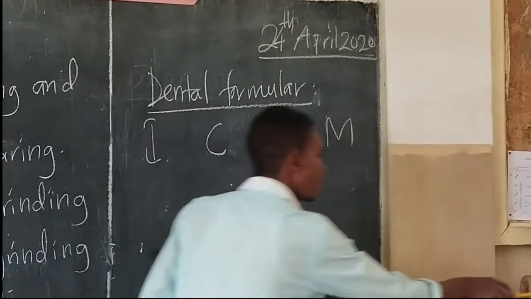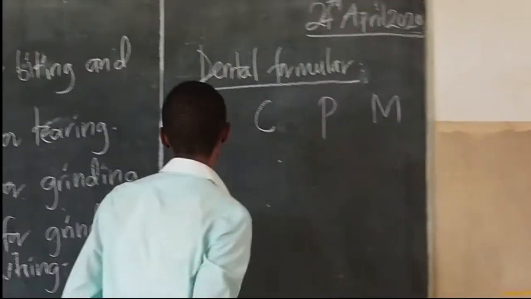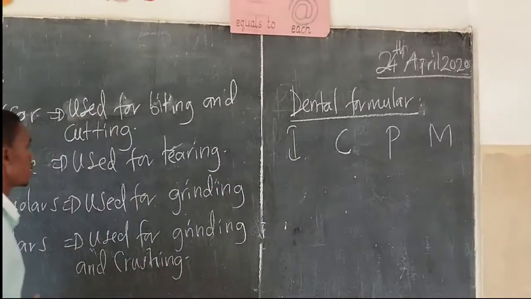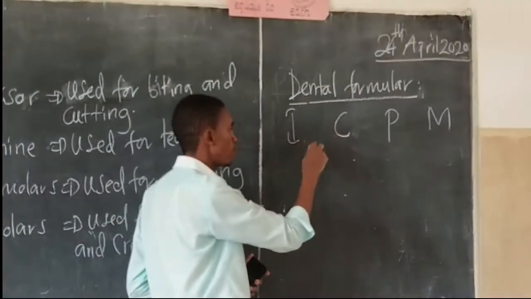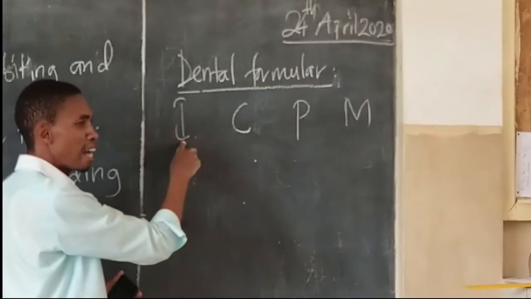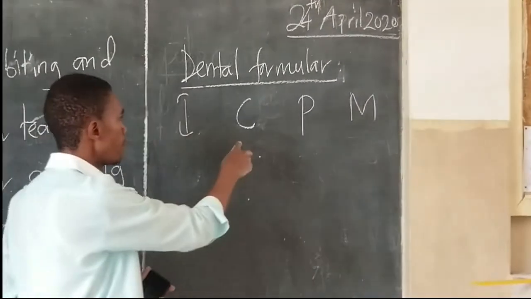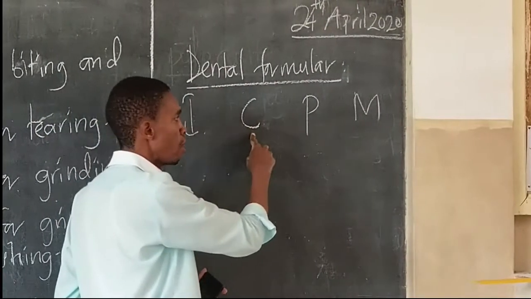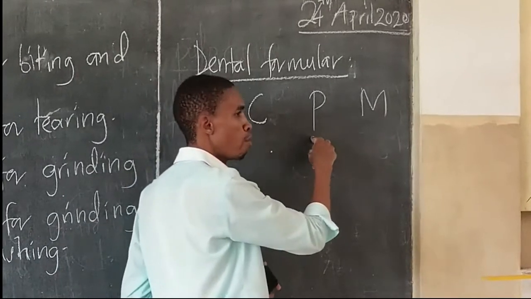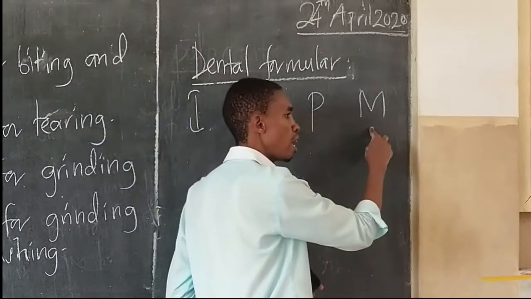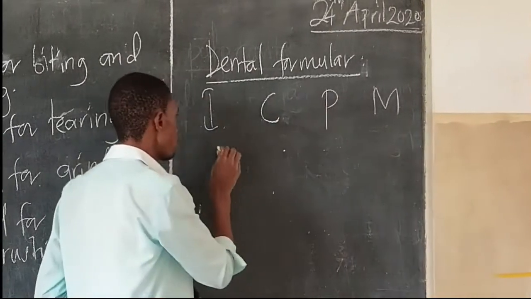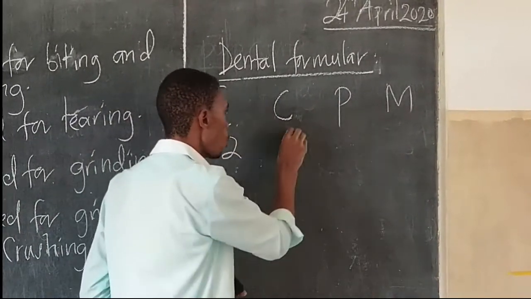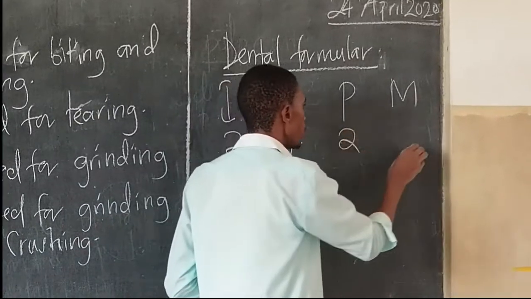But in order to get the total number of human teeth, we have the dental formula. Here in the dental formula, we have I, this I standing for incisor. We have C, this C standing for canine. We have P, this P standing for premolars, and we have M, this M standing for molars. We have 2, 1, 2, 3.